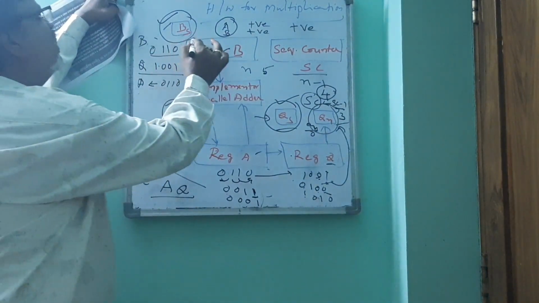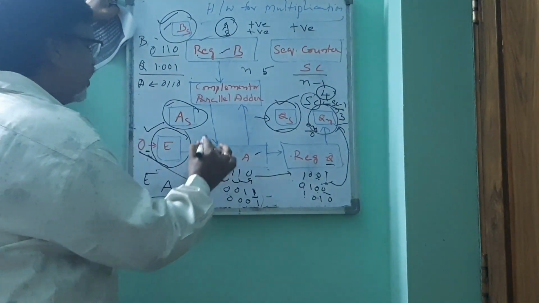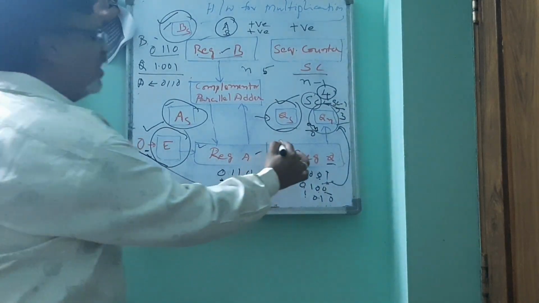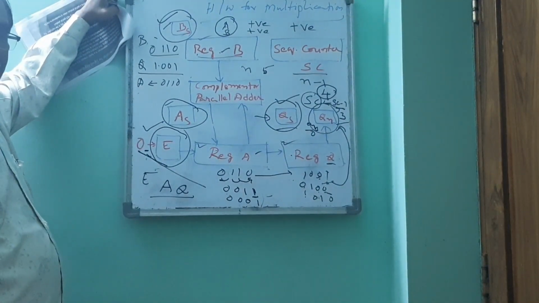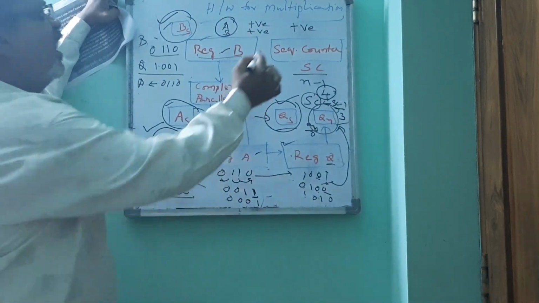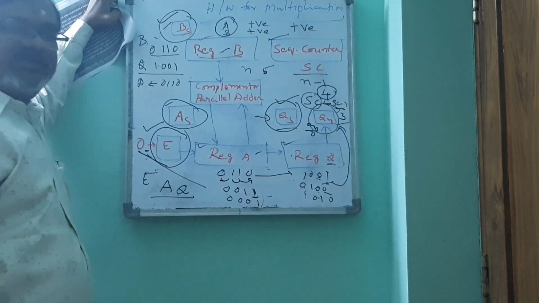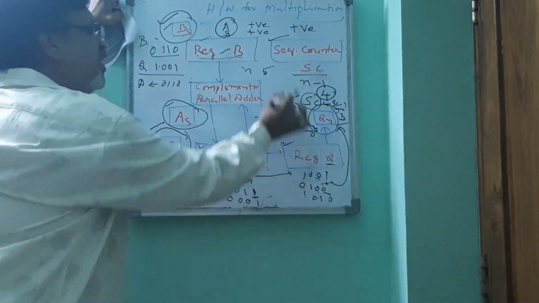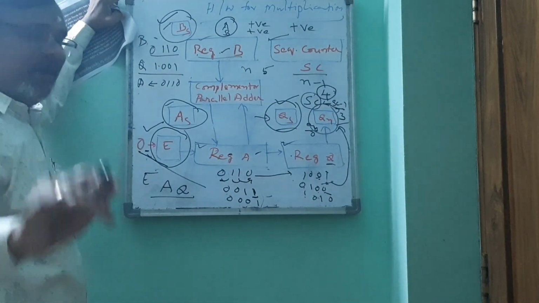And 1 register of n bits for storing the multiplier, a second register for the multiplicand, a third register to use as temporary storage for the multiplicand, and 1 register for storing the sequence counter. So 1, 2, 3, 4: 4 registers of n length.